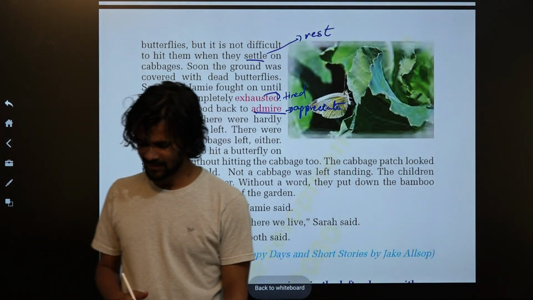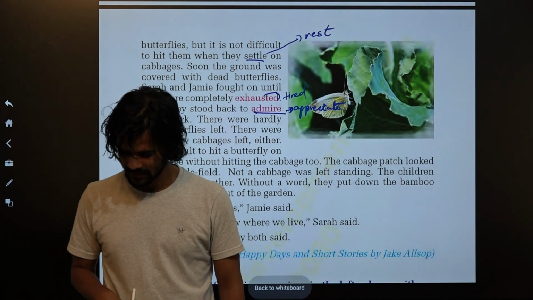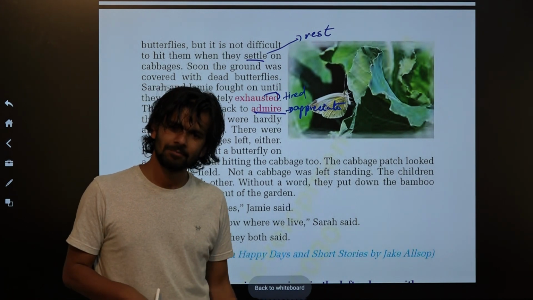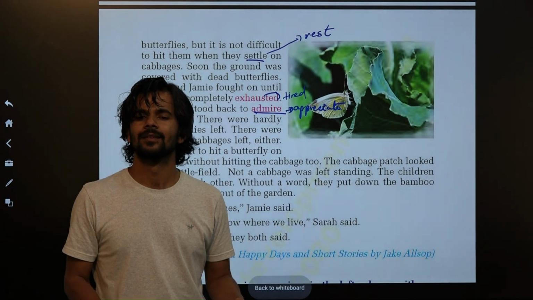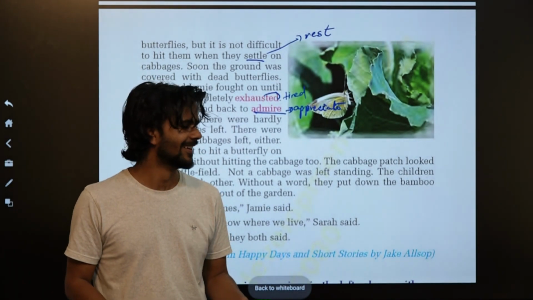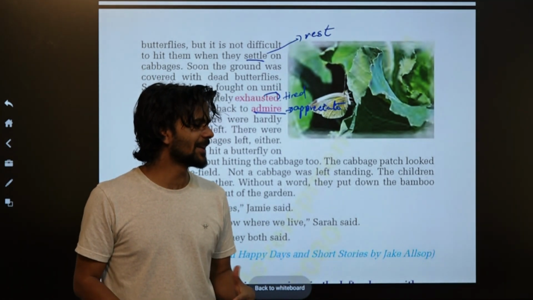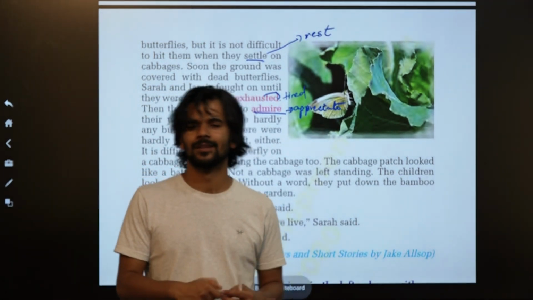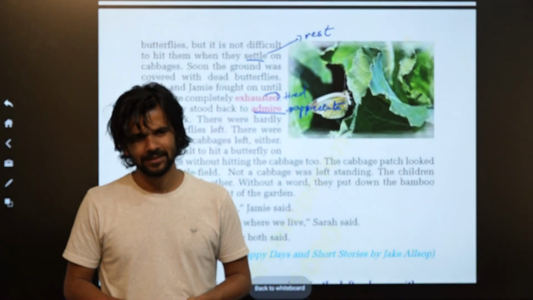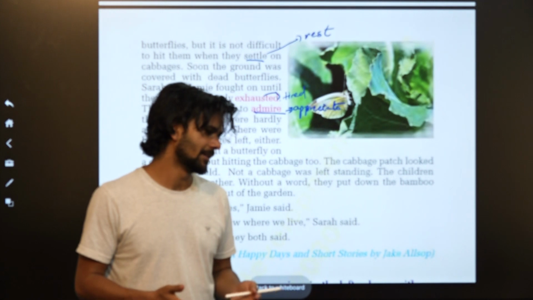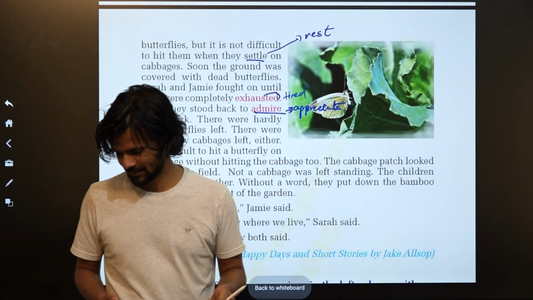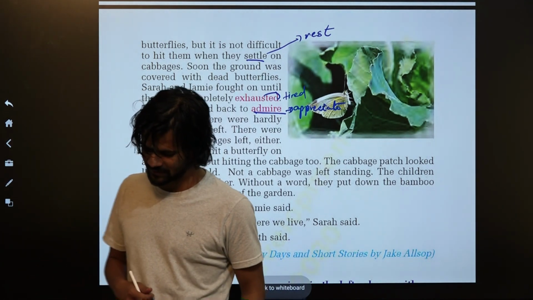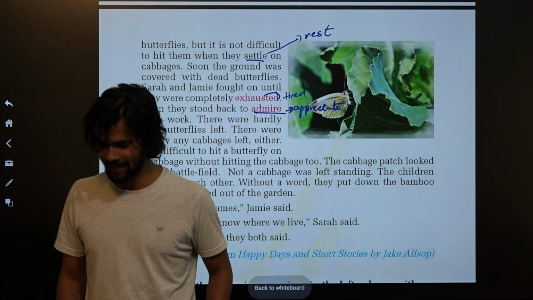There were hardly any butterflies. There were no butterflies. There were hardly any cabbages left either. There are no butterflies, but also no cabbages. Why? Because when you hit a butterfly on the cabbage, of course the cabbage is also not going to be as it is, right? It's also going to be destroyed. There were hardly any cabbages left either. It is difficult to hit the butterfly on the cabbage without hitting the cabbage too. You cannot hit it, right?